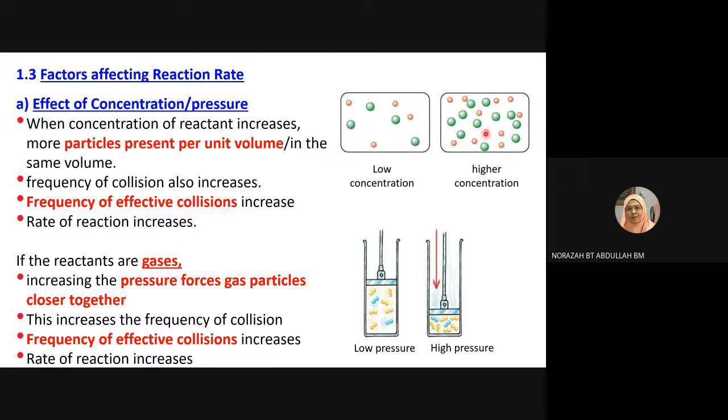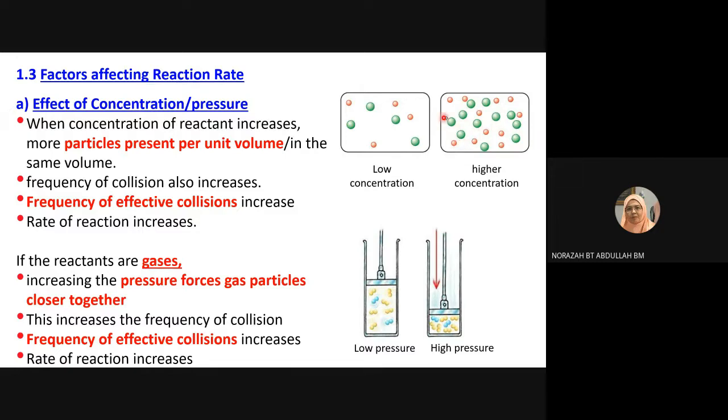Okay, you tengok gambar yang saya tunjukkan di sebelah ni. If it's at low concentration, mean less number of reacting particles present per unit volume. If it's higher concentration, there'll be more particles per unit volume. Same volume, but for concentration, higher concentration means more particles present. More reacting particles will be present with the same volume.